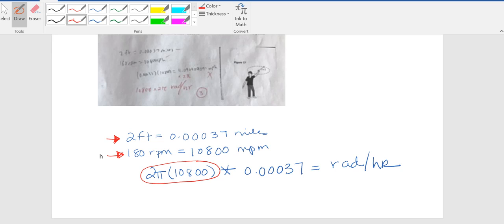So it's 2 pi times the rotations per hour times your mileage, and that gives you how far it will go in radians per hour. So don't forget that you have to go all the way around the circle. And so that's why you have to multiply it by 2 pi.